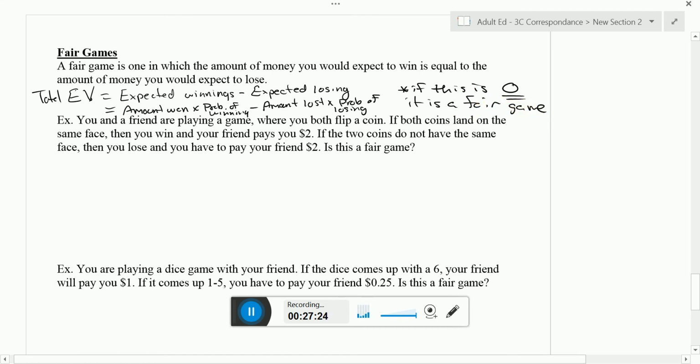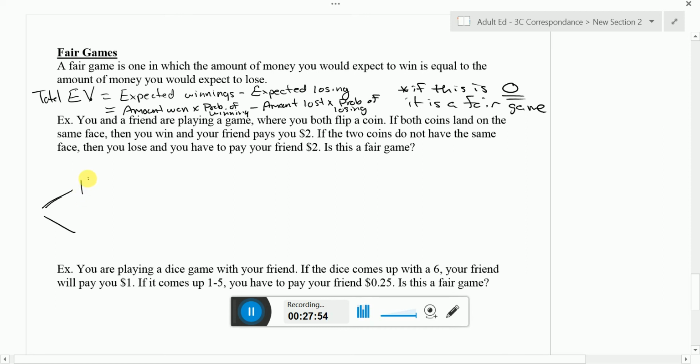So an example, you and a friend are playing a game where you both flip a coin. If the coin lands on the same face, then you win and your friend pays you $2. If the two coins do not have the same face, you lose and you have to pay your friend $2. Now, in order to find out if this is a fair game, we need to find the probability of you winning and the probability of you losing. To do that, we're doing a trial twice. So we're going to make a probability tree.